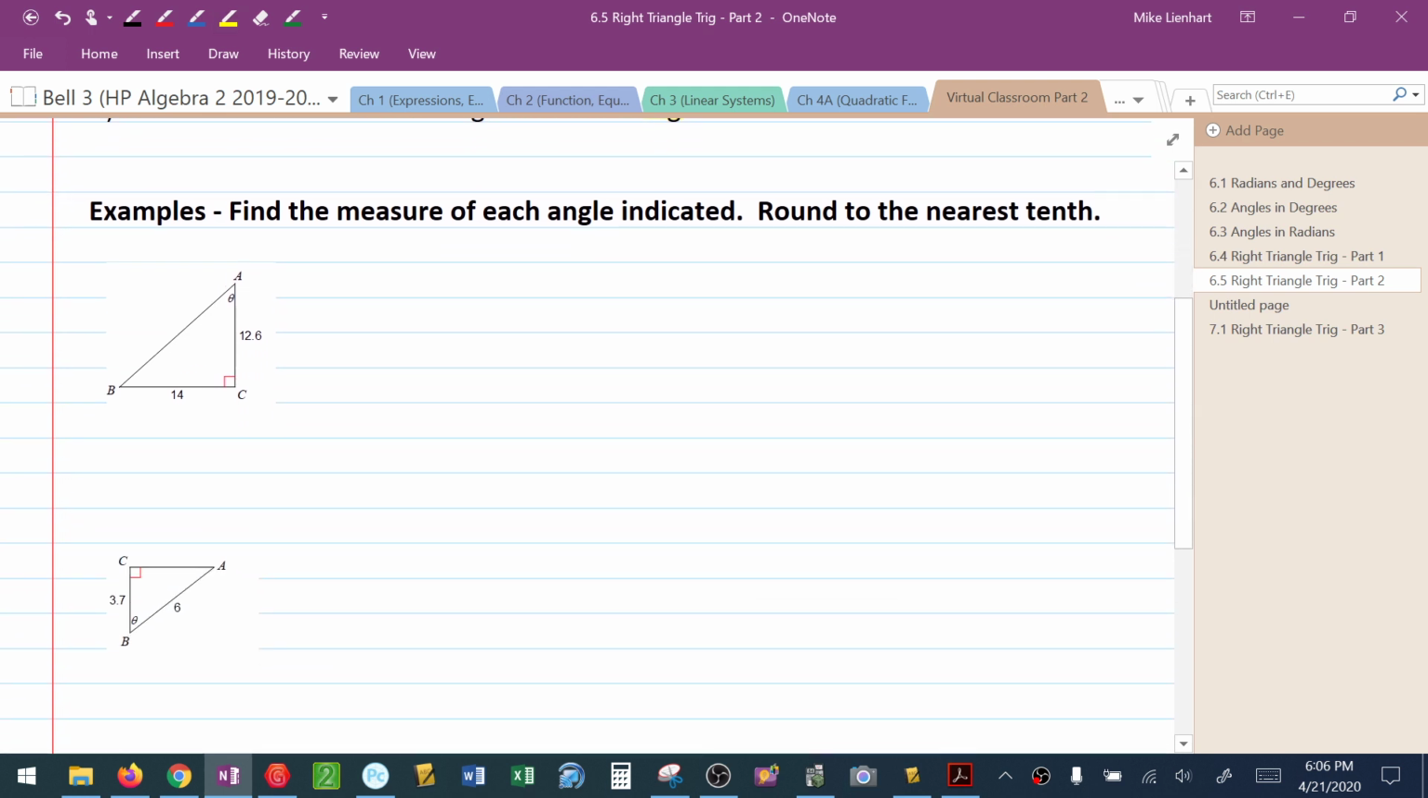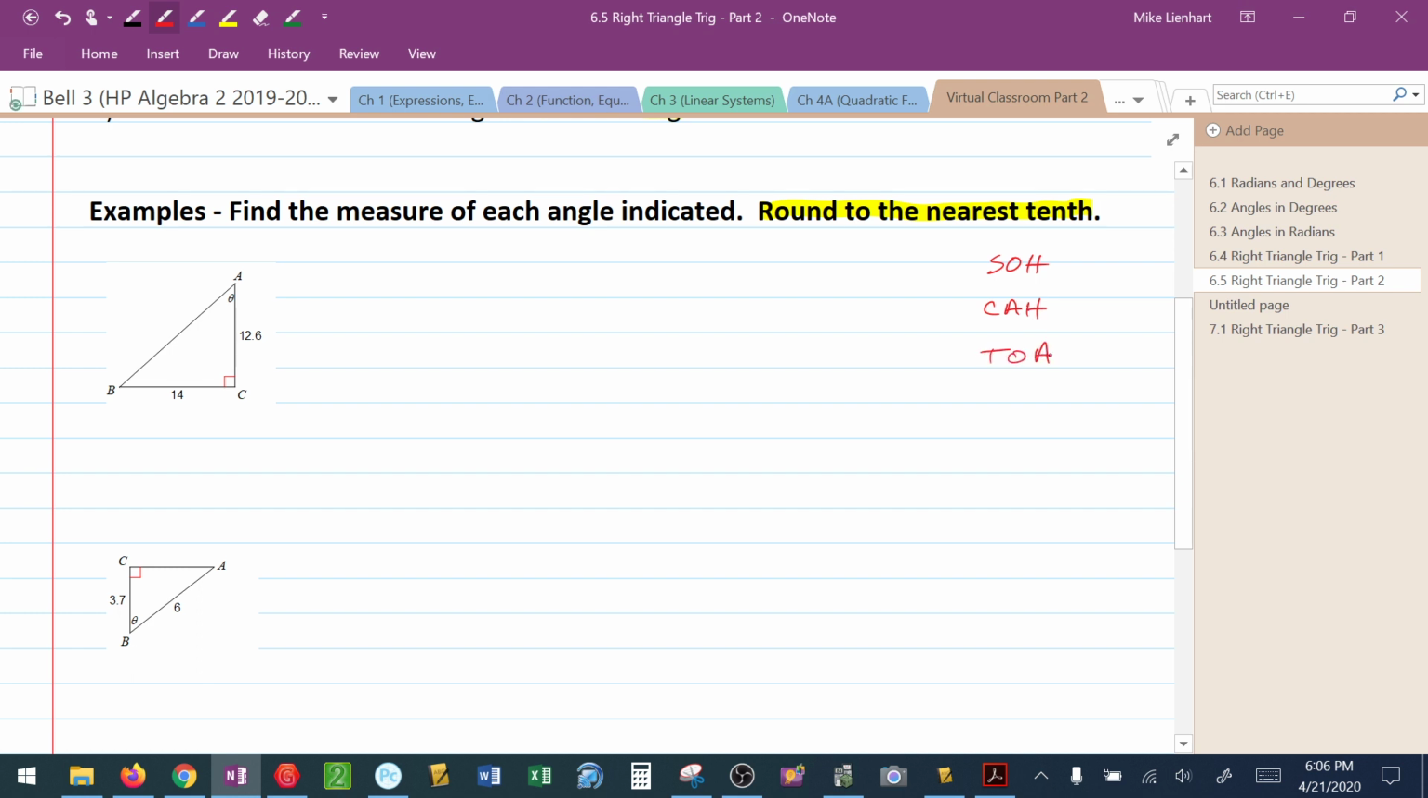Find the measure of each angle indicated. Round to the nearest tenth. No problem. All right. So I've got my SOHCAHTOA. Okay. I see theta right there. That's the angle. Now, in relation to theta, I know that this side is opposite and this side is adjacent. That's telling me to use the tangent function. So I'm going to write the trig now. It says the tangent of theta is equal to opposite over adjacent.